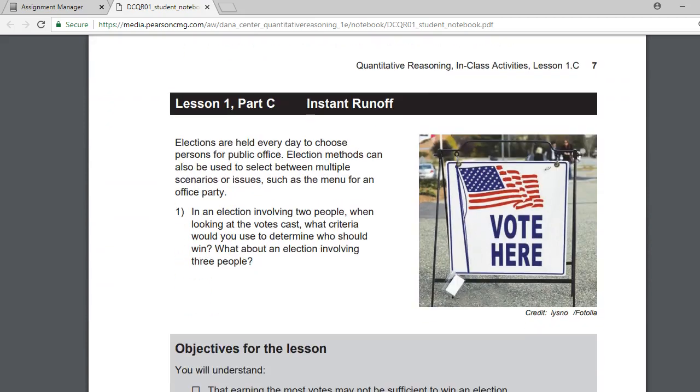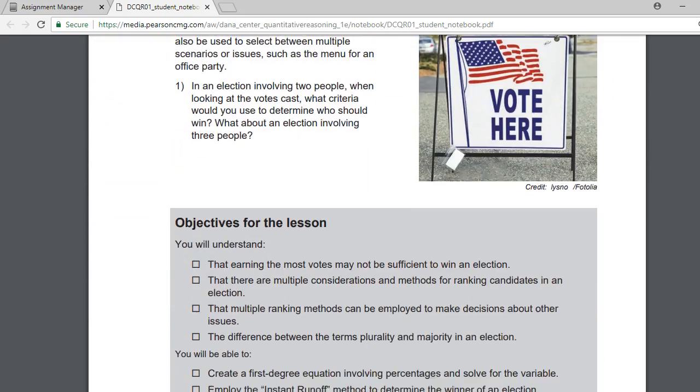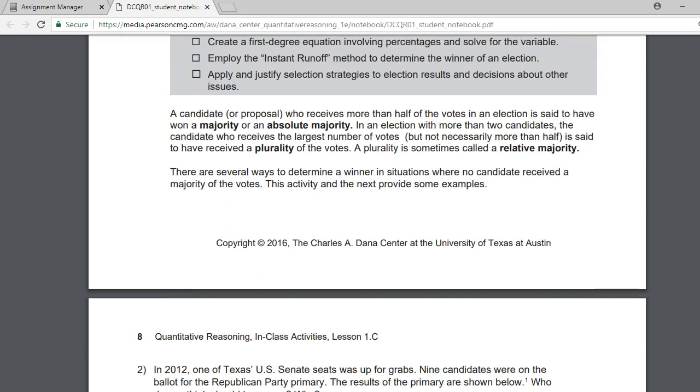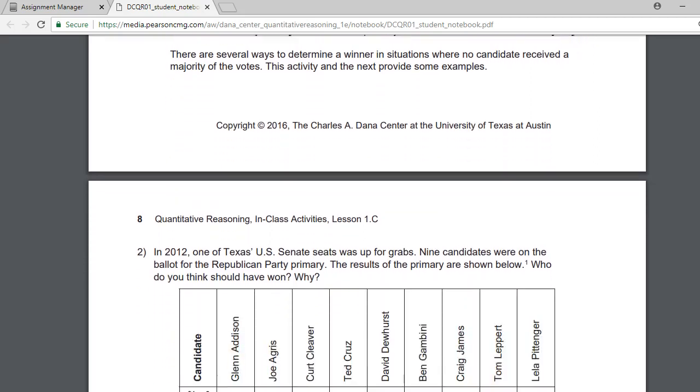However, when we get to lesson 1, part C, it starts to talk about something called an instant runoff method. Oh, but before we get there, right here are a couple of words, majority and plurality. You need to know those words. And if there was a question on the test that said, here are the results of the vote, if the election is won by majority, do we have a winner? The same thing of here are some results of an election. If the winner is determined by a plurality, do we have a winner? You need to know what those words are and be able to use them.